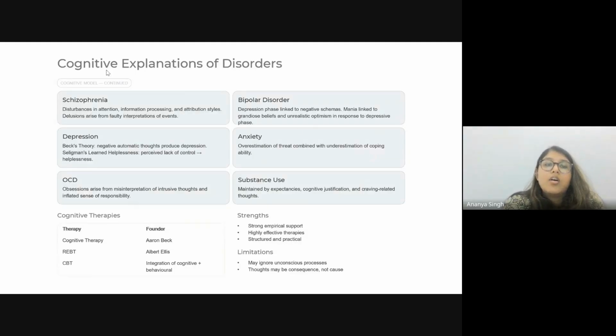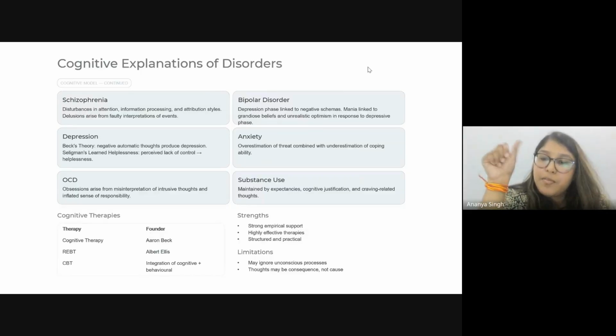Moving on. Cognitive explanations of several disorders. In schizophrenia, there's disturbance in attention, information processing, and attribution styles. Delusions are mainly faulty interpretations of events. So in CBT, we do a lot of evidence examination. We take up a situation, we take up a thought, we see where it came from, and we see how else it could have been seen.